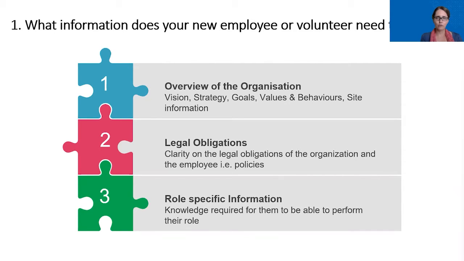Secondly, your new employee or volunteer needs to understand their legal obligations and how they can support you in upholding these. Much of this information will be found in your policies and procedures, for example, health and safety information. And finally, your new employee or volunteer needs access to role-specific information and knowledge that will help them to perform their duties. This may include sharing and discussing job descriptions, manuals or procedures, or on-the-job training or shadowing and setting achievable goals.